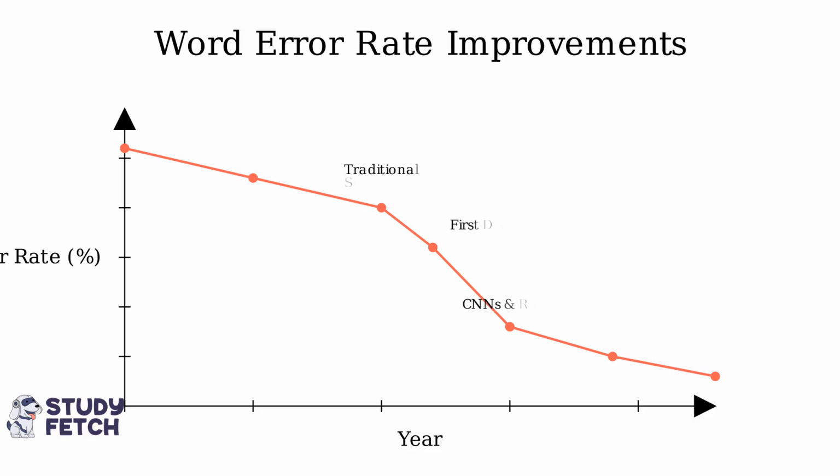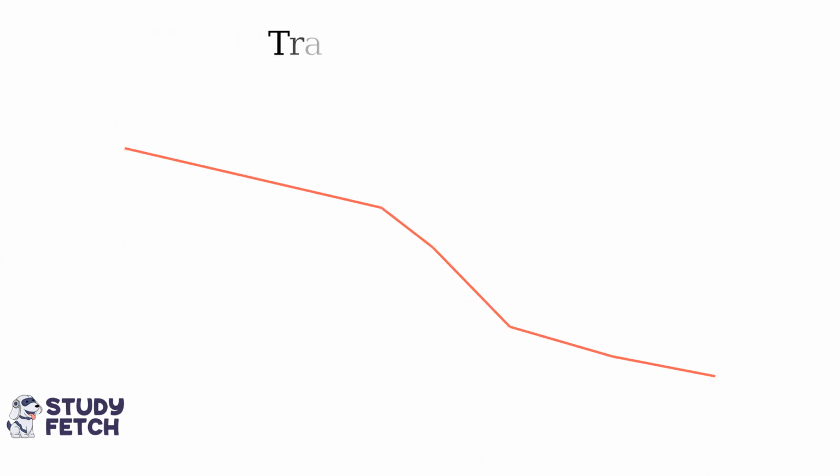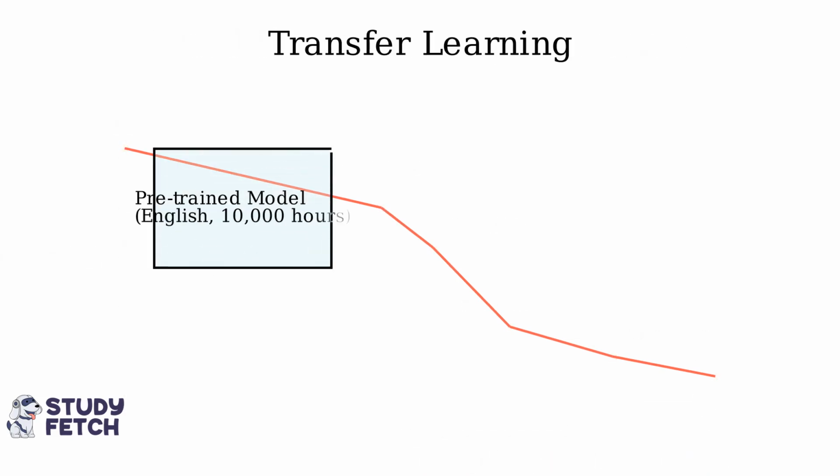Traditional systems in 2010 had error rates around 20%. The introduction of deep neural networks in 2012 began the revolution, with CNNs and RNNs reducing errors to 8% by 2015. Transformer models further reduced error rates to around 5% by 2019, and current systems achieve less than 4% error in many scenarios. Transfer learning has made speech recognition more accessible across languages and domains.